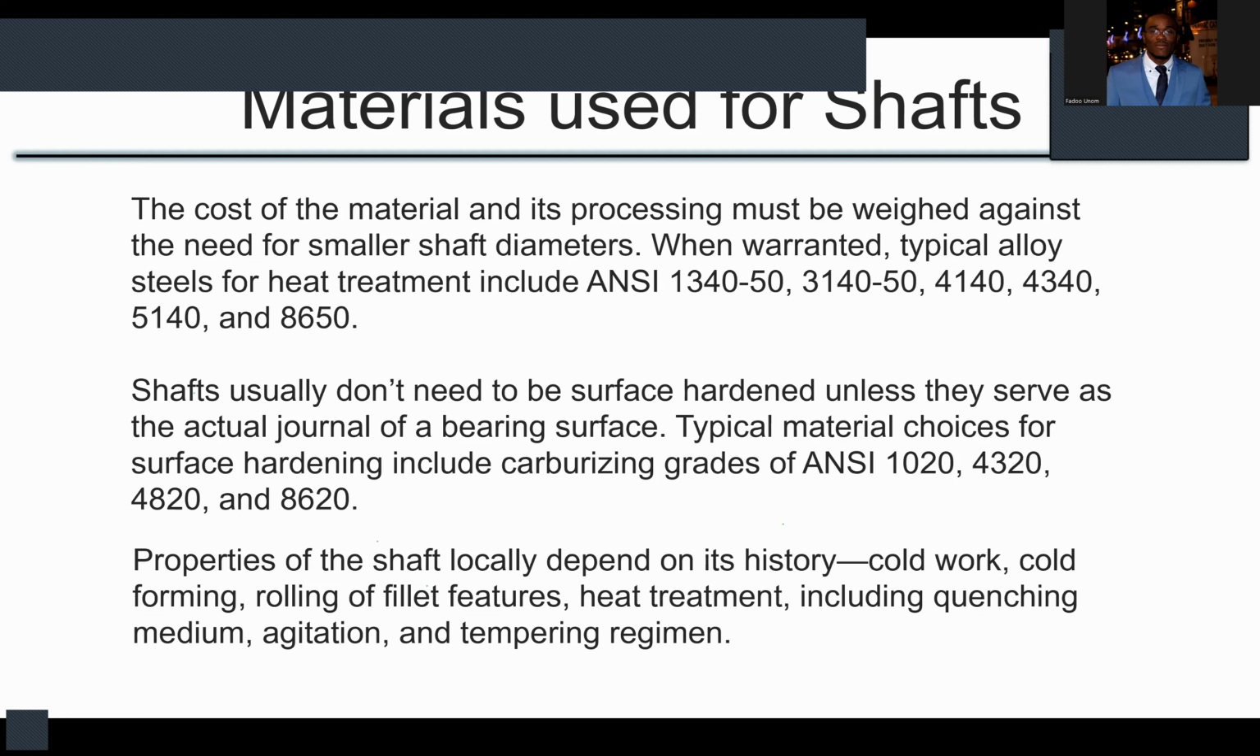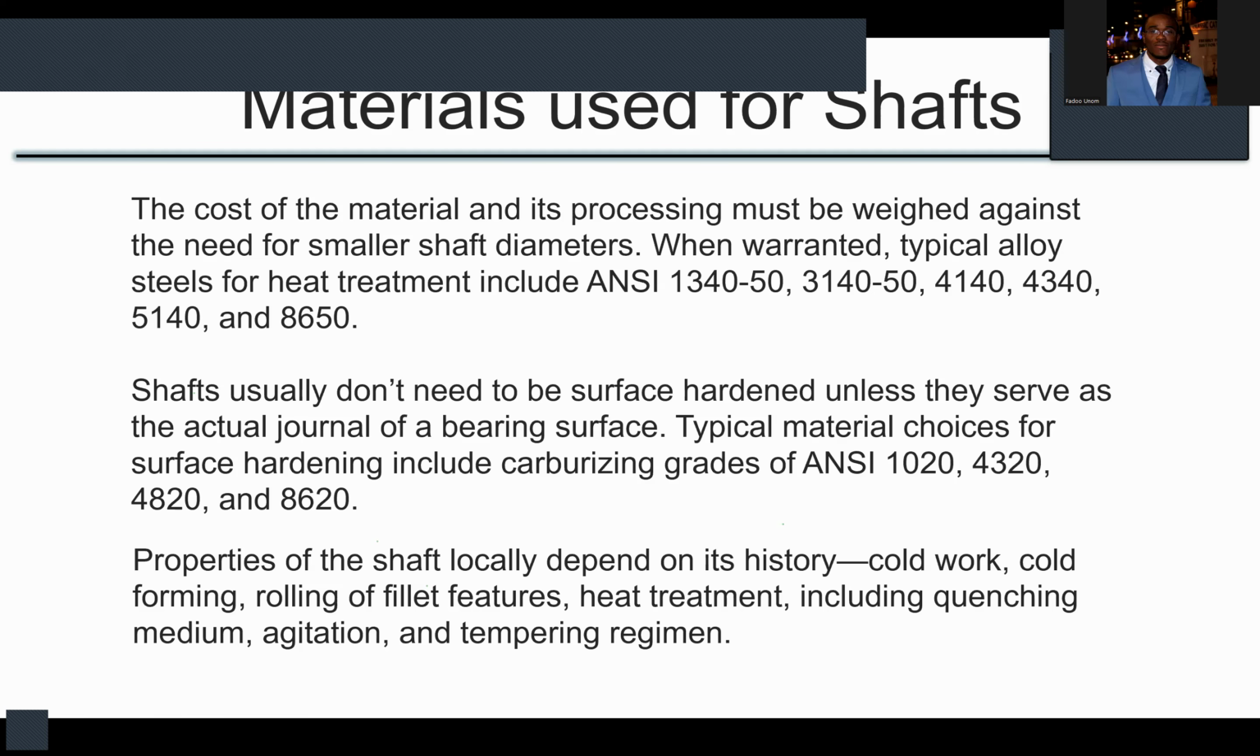Again, shafts do not need to be surface hardened, except if you are going to use those shafts or part of those shafts as a surface for a journal bearing. Because for a journal bearing, the shaft is in direct contact with the bearing and is rotating in it, so you would need to harden the surface of it. The material choices for surface hardening are carburized grades of ANSI 1020, ANSI 4320, ANSI 4820, and ANSI 8620.